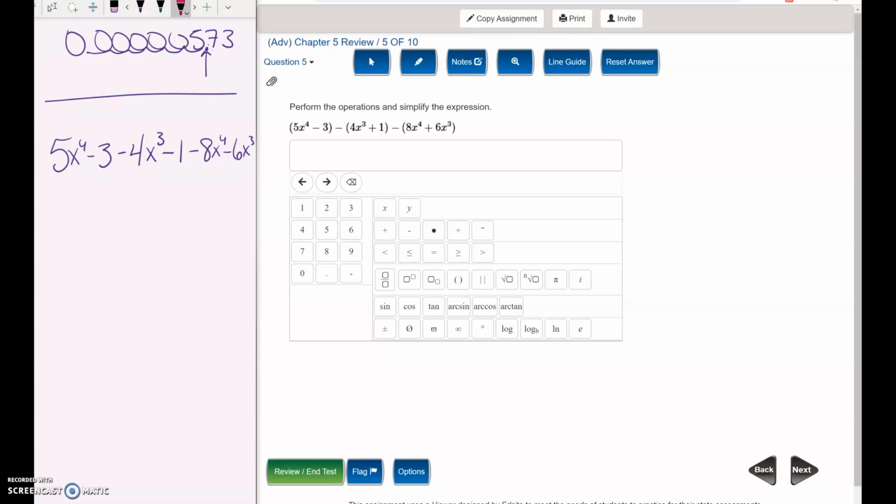Then we combine like terms. So our x to the 4ths, we have 5 and negative 8. That gives us negative 3x to the 4th. The x to the thirds, we have negative 4 and negative 6. That's negative 10x to the third. And the negative 3 and negative 1 makes negative 4.